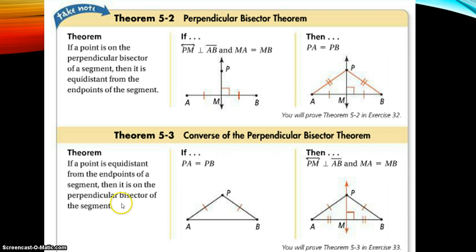And similarly, if a point is equidistant from the endpoints of a segment, so this is the converse, then it's on the perpendicular bisector. So in this case here, I'm telling you there's a point P somewhere, and the distance from P to A and P to B are exactly the same, but that means if I were to draw a perpendicular line, it's going to be the perpendicular bisector, so it's going to cut exactly into two pieces here.